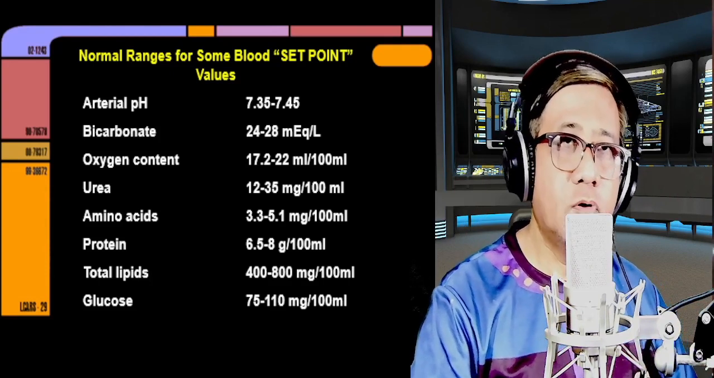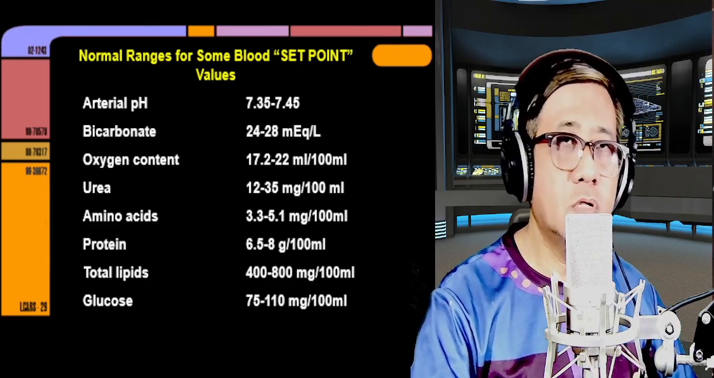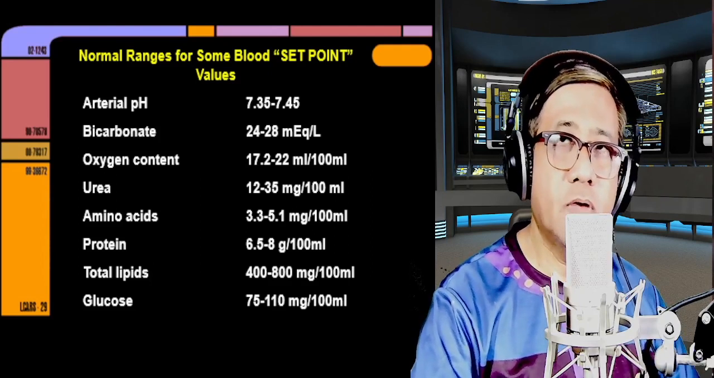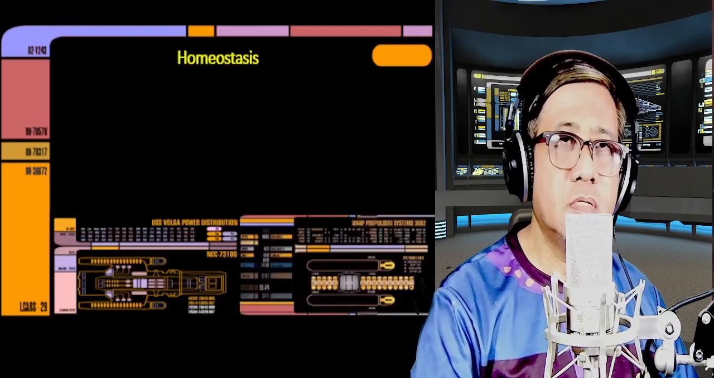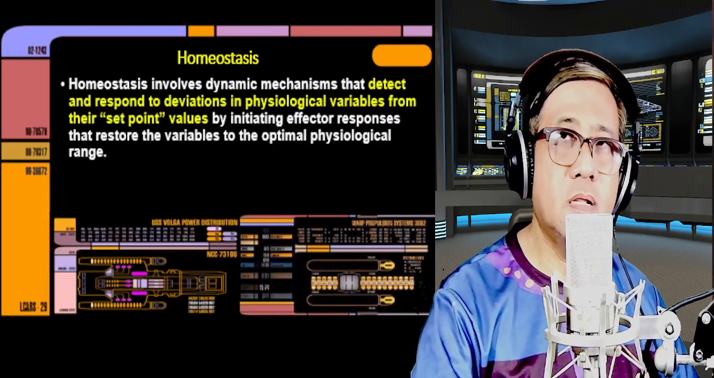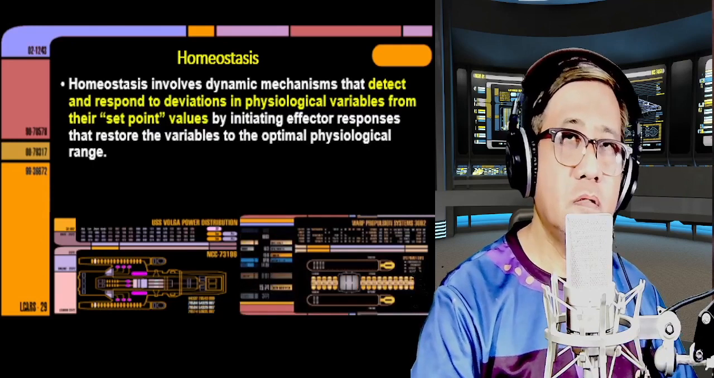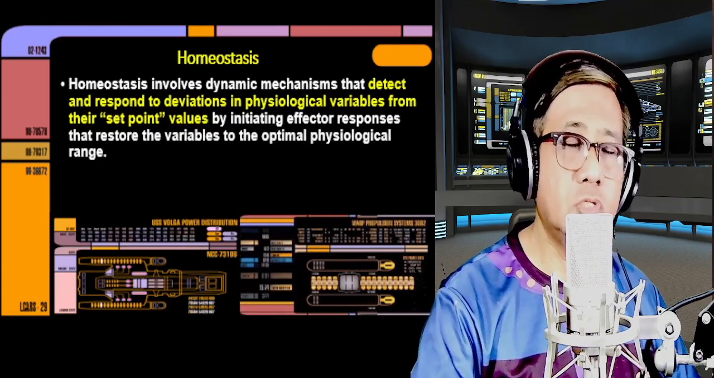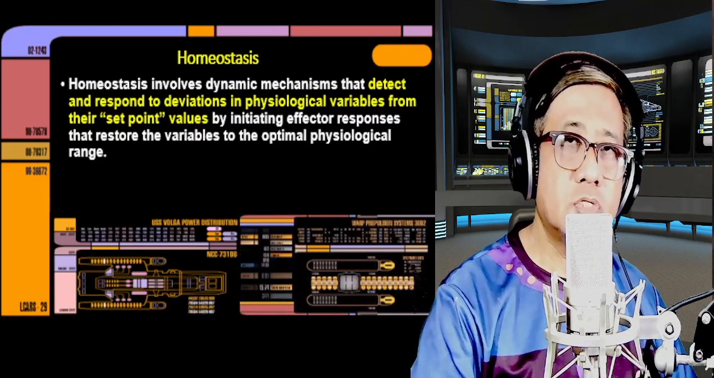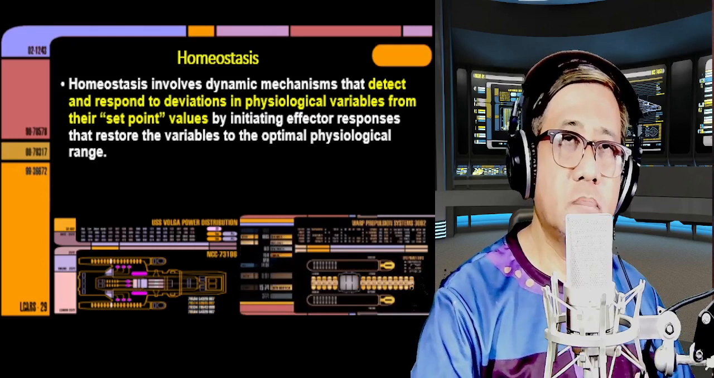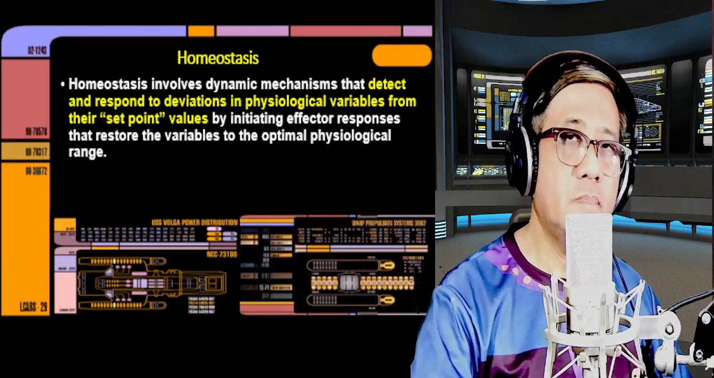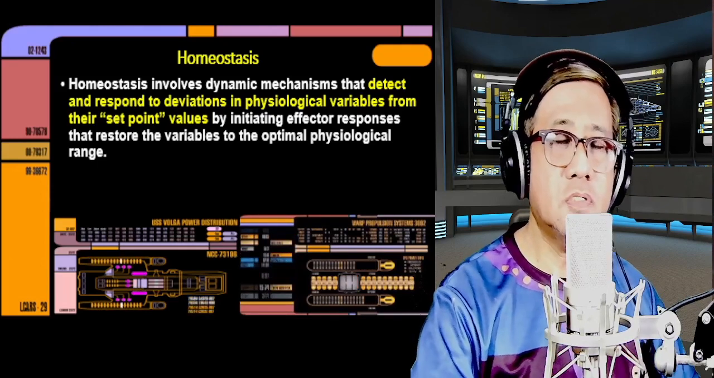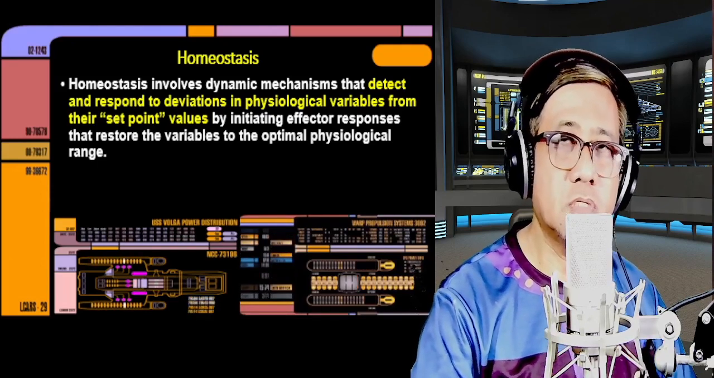So class, what is the point of all of this? Why do we need to know the normal ranges for some of the components of the blood, the normal set point values? Now the reason for this is because in the maintenance of homeostatic balance in our blood, homeostasis involves several dynamic mechanisms that can detect and respond to deviations or changes in physiological variables from their set point values by initiating effector responses that, take note, restore the changes or variables to their optimal physiological range.